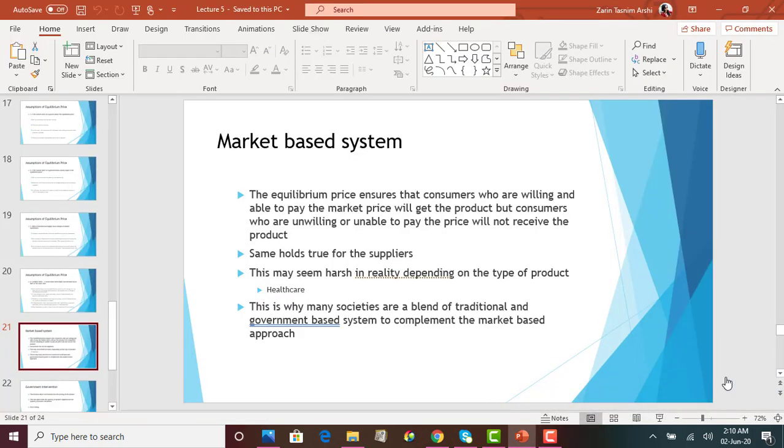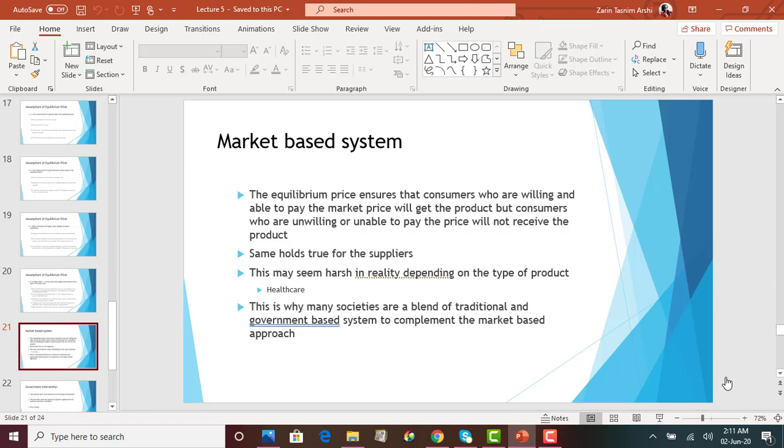Now, so far we have learned that the equilibrium price is the point where consumers who are willing and able to pay the market price will get the products from the market. However, at that point, the consumers who are unwilling or unable to pay the price will not receive the product. So even at the equilibrium price, there will be some consumers who will not be able to afford this product, and the same holds true for the suppliers.